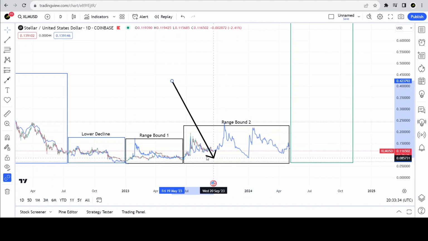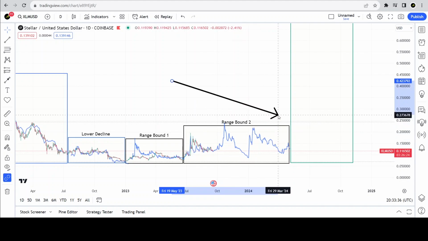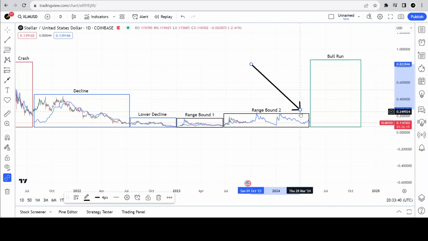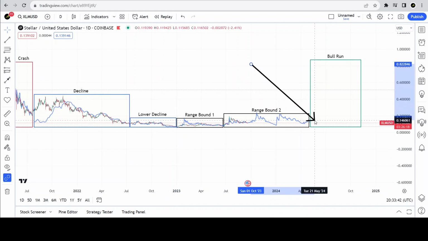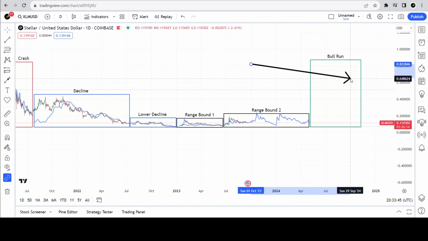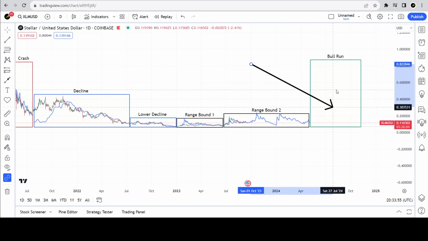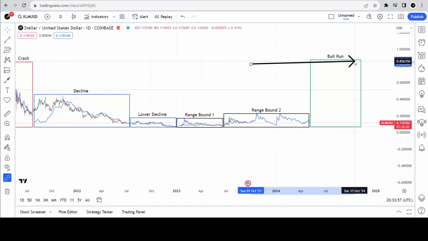Once this second range-bound fractal is complete, folks, we move into the bull run. Now, I don't know how high this will be. I don't know the exact pattern this will play out. It's probably going to be one of the two, or could be a mix of both of them, but expect the stair steps up to a peak.